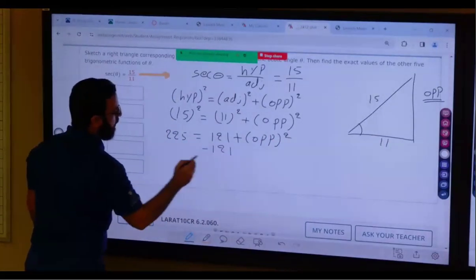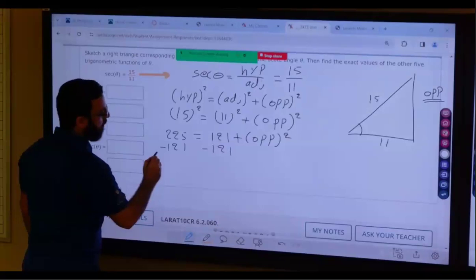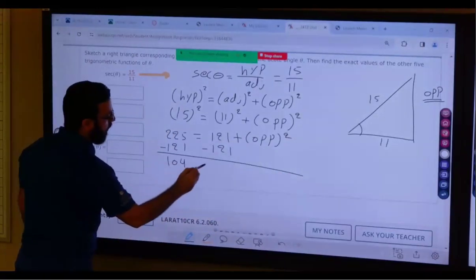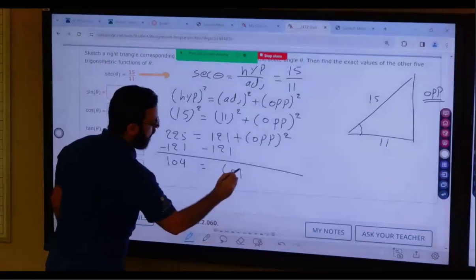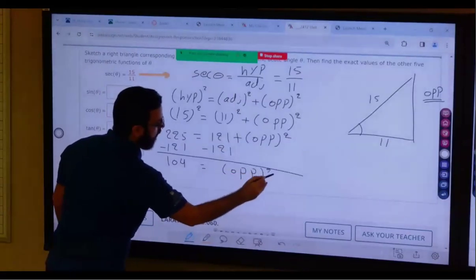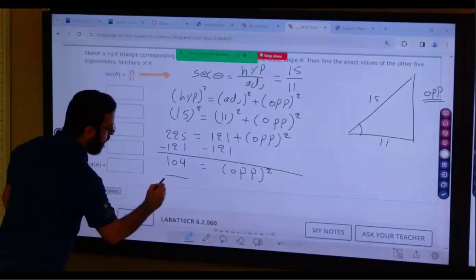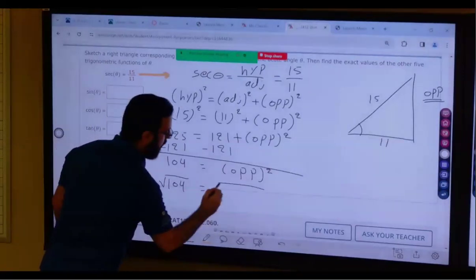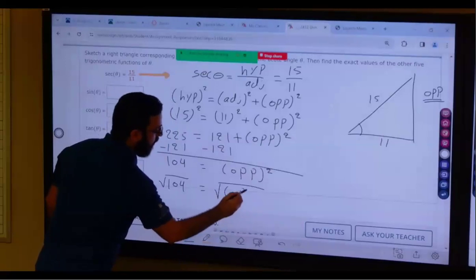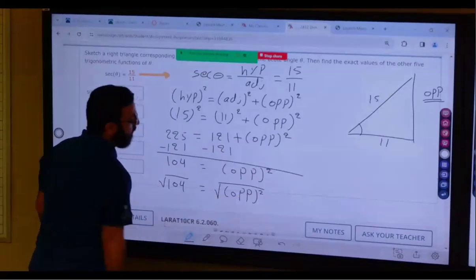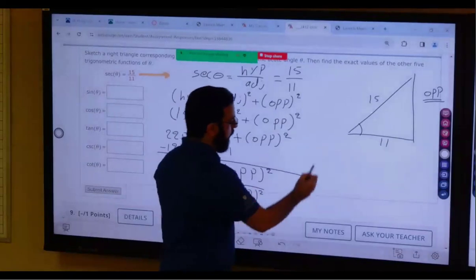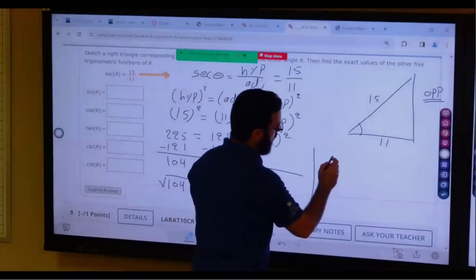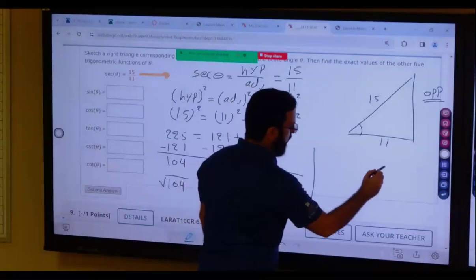Minus 121 for what side? 104. Obviously. And the square root for both sides? So what is beta? Square root of the 1. When you simplify, you can use two numbers that, when you multiply, give 104. Think about that. You're trying to prime factor?